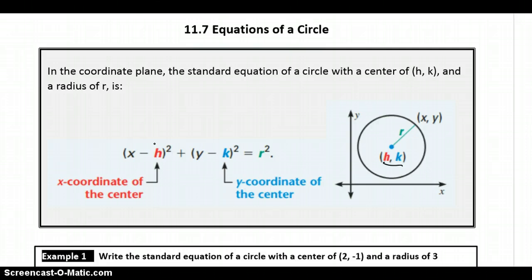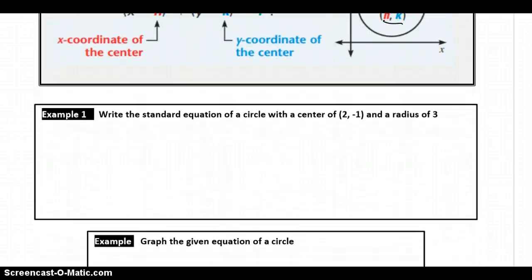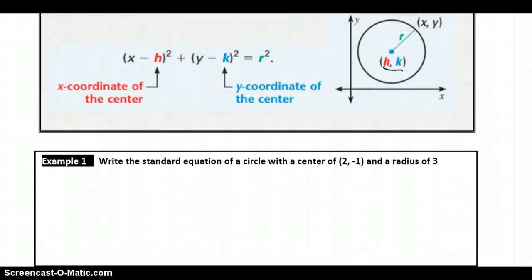You can copy this formula down into your blue books. I suggest you do whenever we finish notes today, and what all of those letters mean, what h and k mean, what r means. But we're going to use this in example 1. So if we're given the center of a circle and the radius, we can write an equation. So if our center is 2, -1, then we're going to write our equation here.